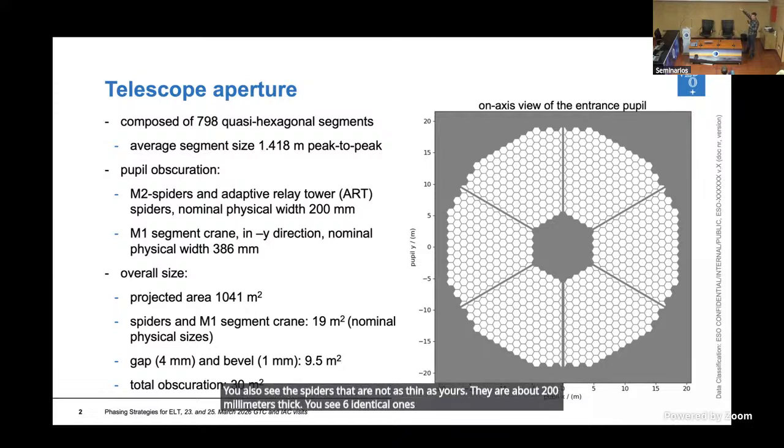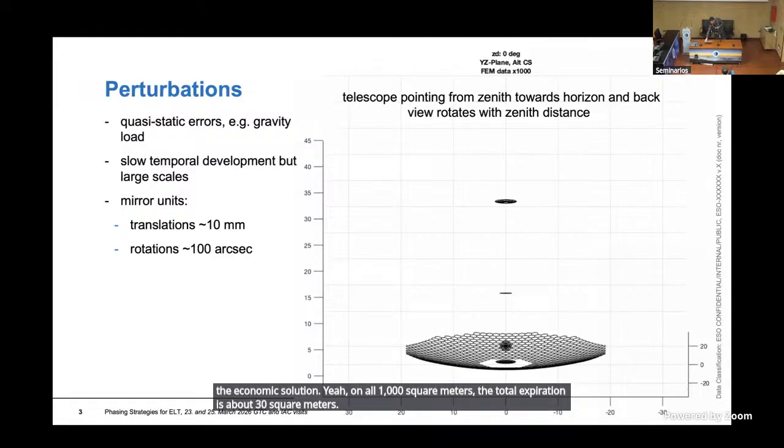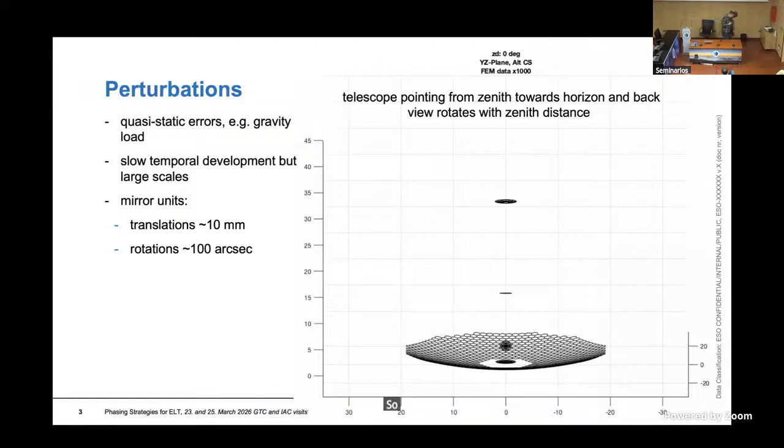The lower one is though a bit thicker, and this is the M1 segment crane, which is used to manipulate the segment exchange. On all 1,000 square meters, the total obscuration is about 30 square meters. So we need to phase.